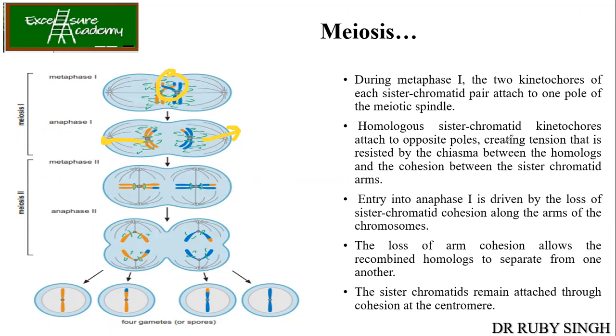So let's see what is given here. The homologous sister chromatid kinetochores attach to opposite poles, creating a tension that is resisted by the chiasma between the homologs and the cohesion between the sister arms. Now, once it enters anaphase 1, the cohesion has been removed, right? So what will happen? They will be pulled to the opposite poles. Now, the only thing is the sister chromatids are held by the cohesion molecules.